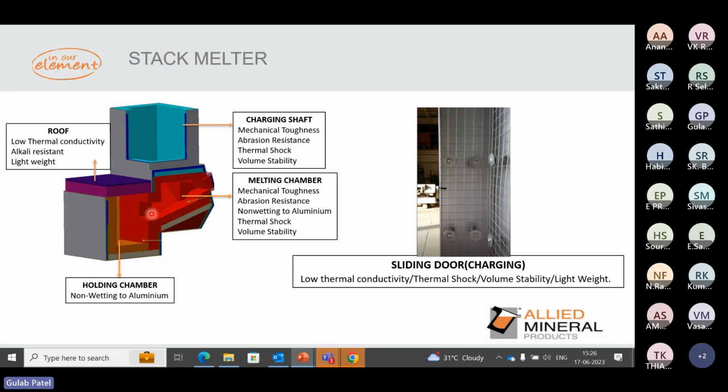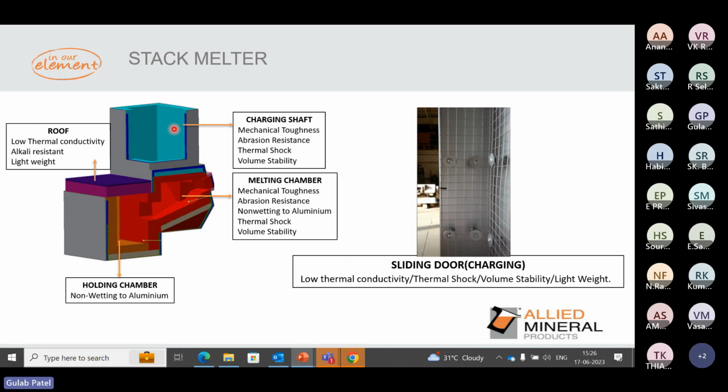And you can see these three sections are going to operate in different environmental conditions. Coming from the top, where the charging area is, the most important thing is mechanical toughness for the refractory, which is going to be directly the hot face, because that is the area where the scrap is going to be charged and heated on the lining system.